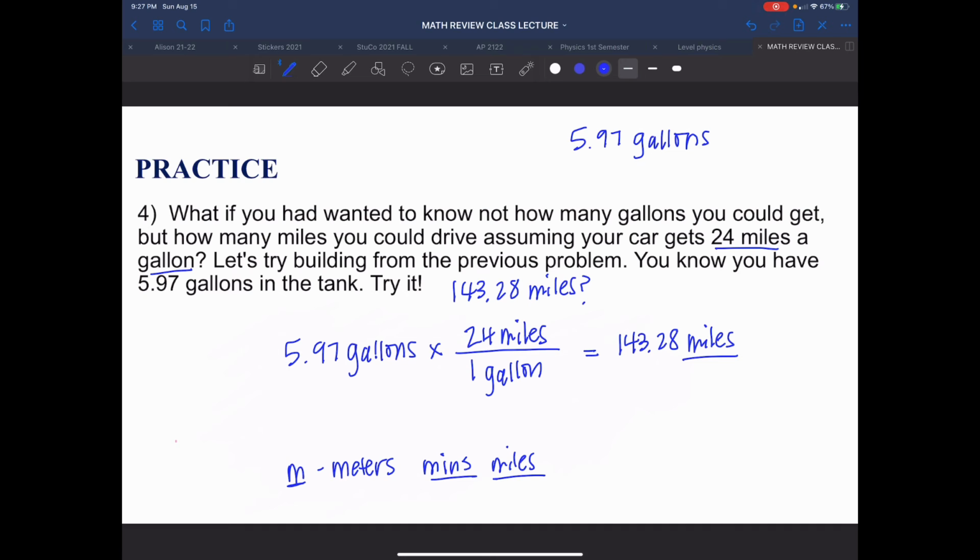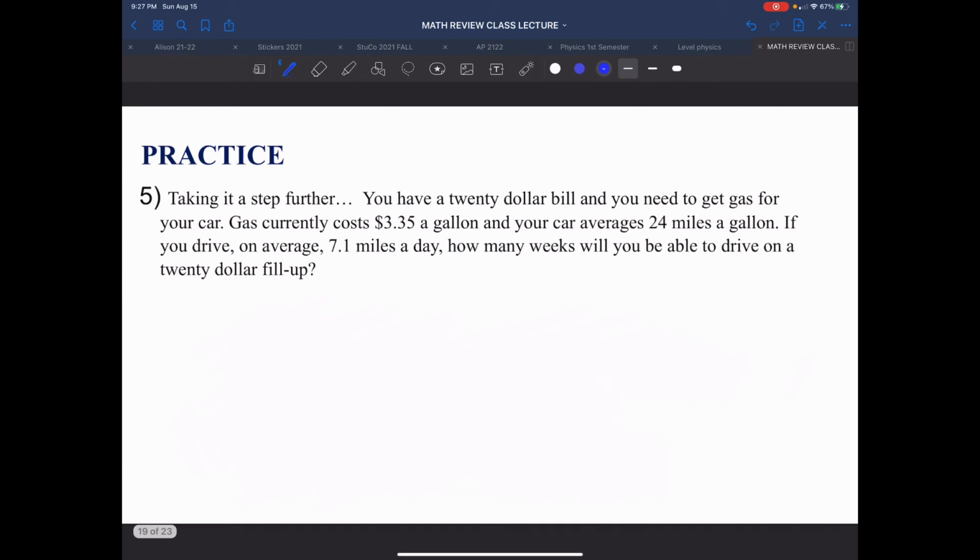All right, next one, number 5. Take it a step further. You have a $20 bill. You need to get gas. Gas costs $3.35 a gallon. You get 24 miles a gallon. Okay, we already know all that. You drive 7.1 miles a day. How many weeks will you be able to drive on your $20?